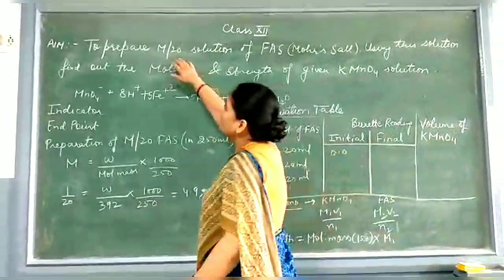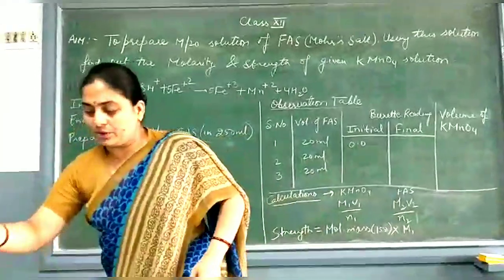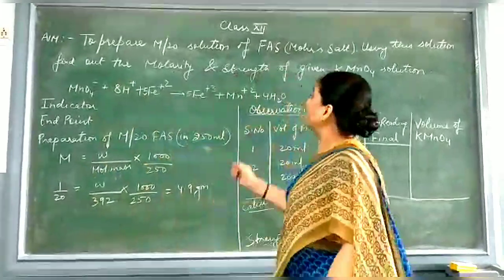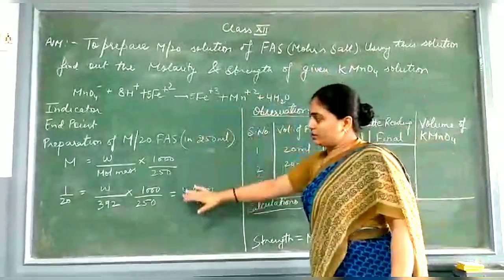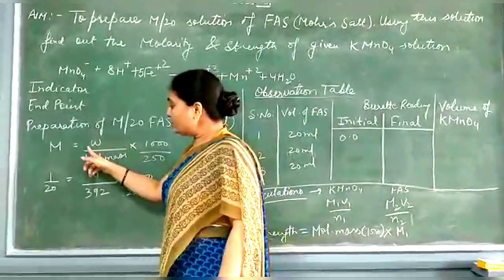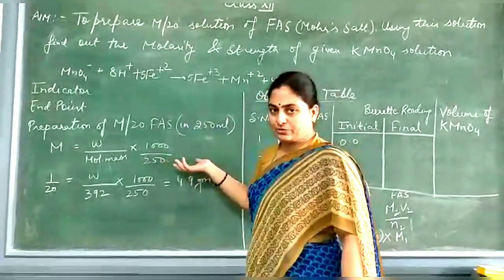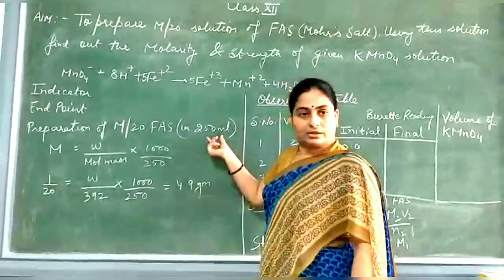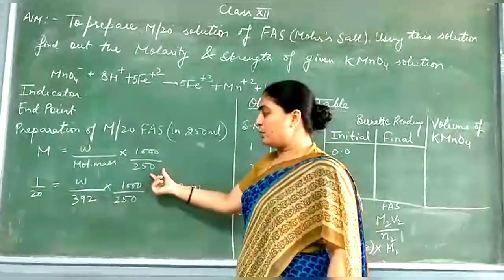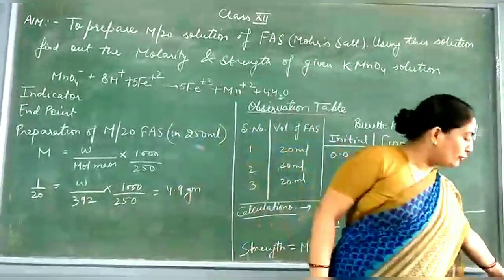Now the first thing is we are supposed to prepare a solution of FAS. This is M/20 solution. Now how do we prepare this M/20 solution? I have shown the calculation here. Molarity is equal to mass divided by molar mass multiplied by 1000 by volume, that means present in 1 liter of solution. It is given that we are supposed to prepare this M/20 FAS in 250 ml, so I have taken volume as 250. Calculating this, the mass comes out to be 4.9 gram.